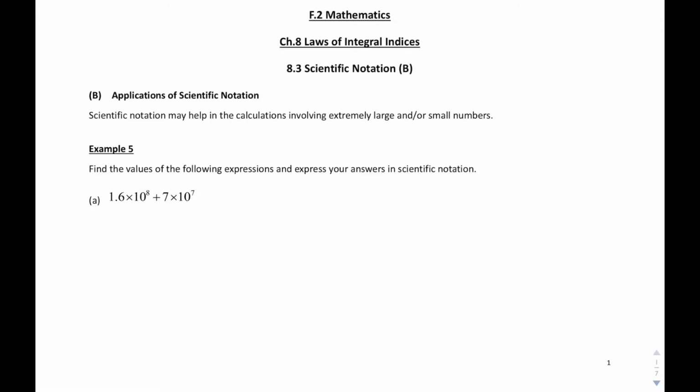In this part, we will learn some applications of scientific notation. Scientific notation actually helps us in the calculations when we need some very large or small numbers. Let's study a few examples. Example 5. Here you have to find the values of the expressions and express your answer in scientific notation.